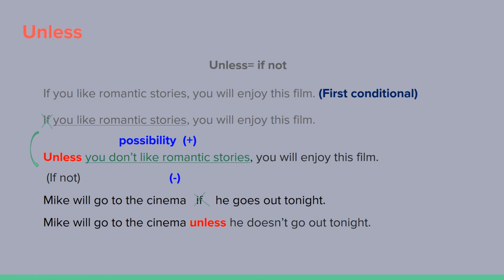If the situation sentence is a positive sentence, I make it negative. If it's negative, I change it to positive. So we make the sentence as Mike will go to the cinema unless he doesn't go out tonight.